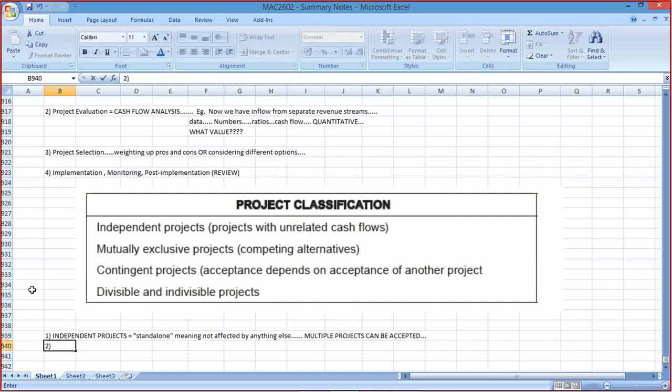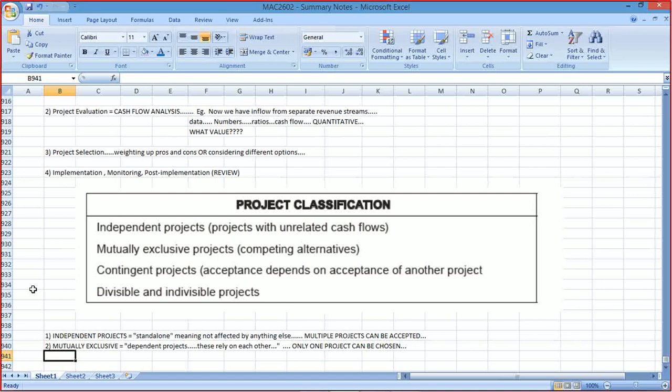Mutually exclusive is dependent projects. These rely on each other. Only one project can be chosen, because choosing one project eliminates the other project. That's a mutually exclusive project. Those are the two most important ones, because we need to establish if the decision is going to affect anything else.